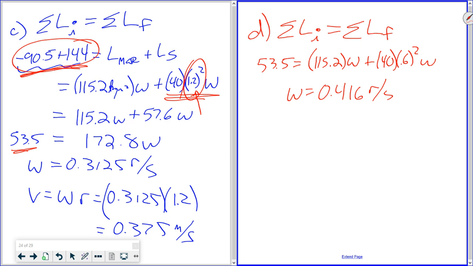But it turns out her linear velocity actually decreases, because if you do omega r, 0.416 times her new radius of 0.6, it turns out to be only 0.25 meters a second. So curiously, although she spins faster angularly, her linear velocity decreased. All right, so we should probably do one last example here.